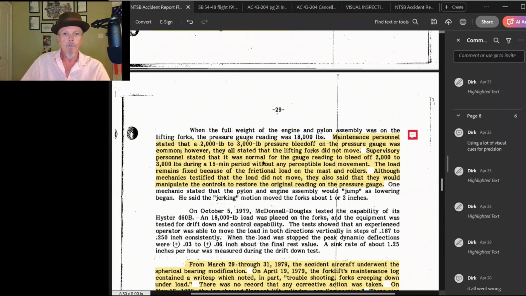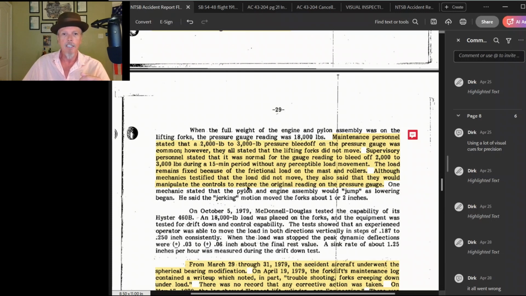Supervisory personnel stated it was normal for gauge reading to bleed off 2,000 to 3,000 pounds during a 15-minute period without any perceptible load movement. Well, supervisory personnel are not out there doing the job, so I don't know how they know that. The load remains fixed because of frictional load on the mast and rollers.